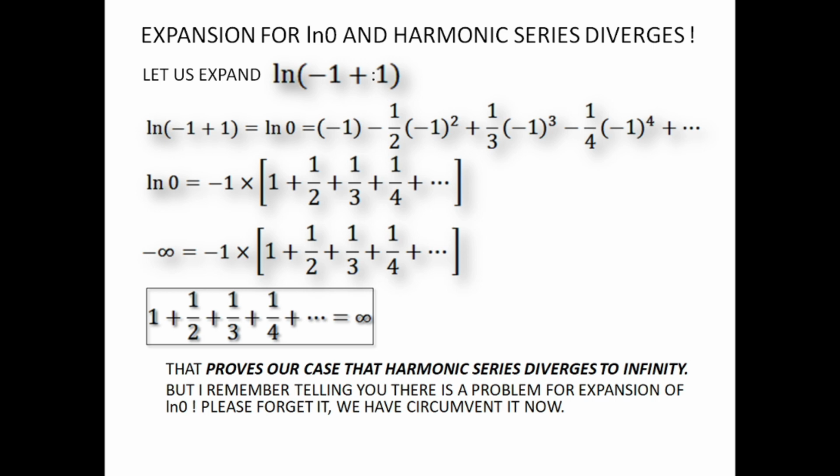That's our harmonic series: 1 plus 1 by 2 plus 1 by 3 plus 1 by 4, and so on. So ln 0 is minus infinity, if you remember well. So we have minus 1 multiplied by our harmonic series, 1 plus 1 by 2 plus 1 by 3 plus 1 by 4, which must be equal to infinity. There is no other way. That proves our cast harmonic series diverges to infinity.